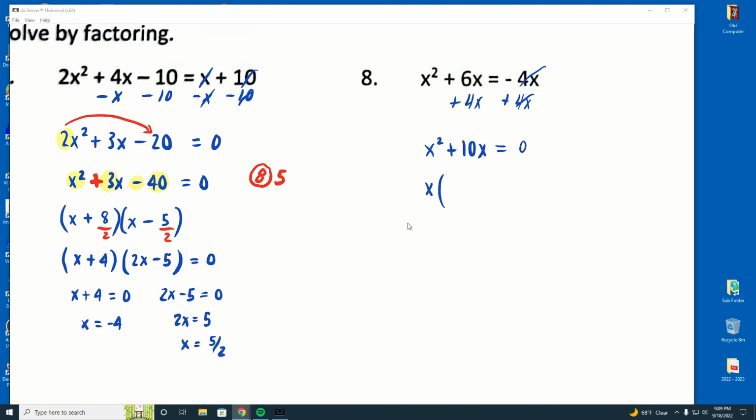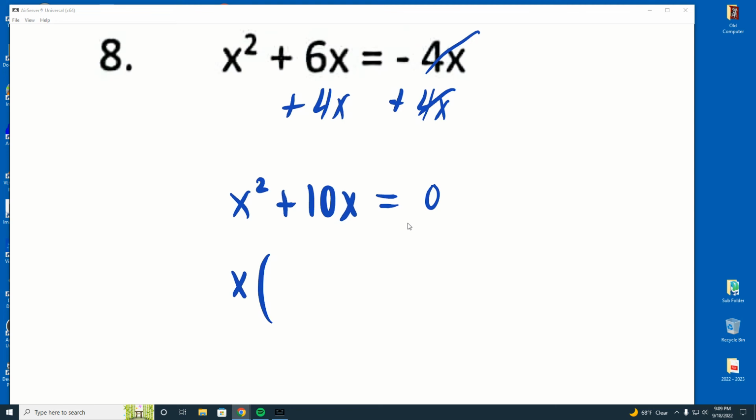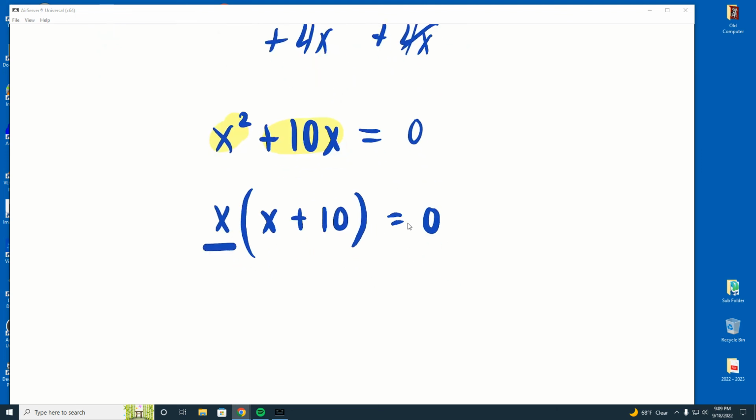That's my greatest common factor. Now, when I pull out x, here's what it leaves me with. x squared divided by x is x. And positive 10x divided by x is plus 10. So these are my two factors. Now remember, this one is very important here because it's a variable.